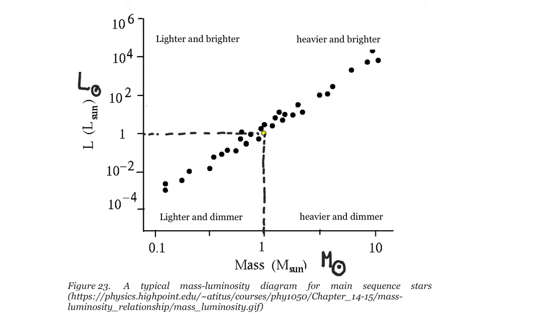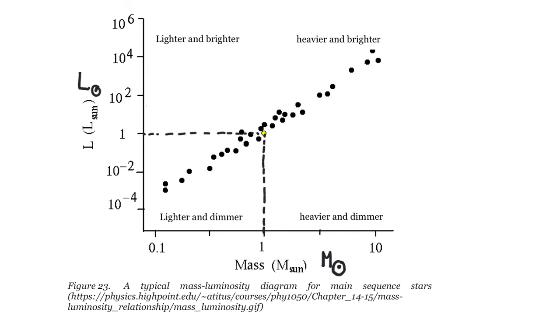And this is because of the fact that as their mass gets greater, there's more matter in the star. So the gravitational attraction pulling all that matter toward the center of the star is greater, which means a greater rate of fusion, which means a hotter and brighter star.